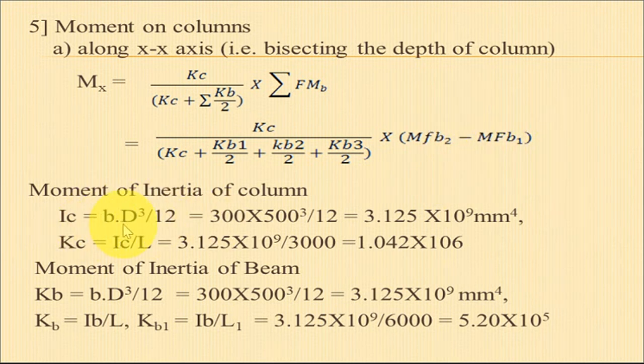Then moment of inertia, Ic is equal to BD cube by 12 and Kc is equal to I by L, because it is fixed. So we get 1.042 into 10 raised to the power 6 moment of inertia for the beam. Repeat the same procedure. BD cube divided by 12, this is 300 by 500, that's why again same, and Kb is equal to moment of inertia of the beam divided by L. So we get 5.20 into 10 raised to the power 5 for all the beam.